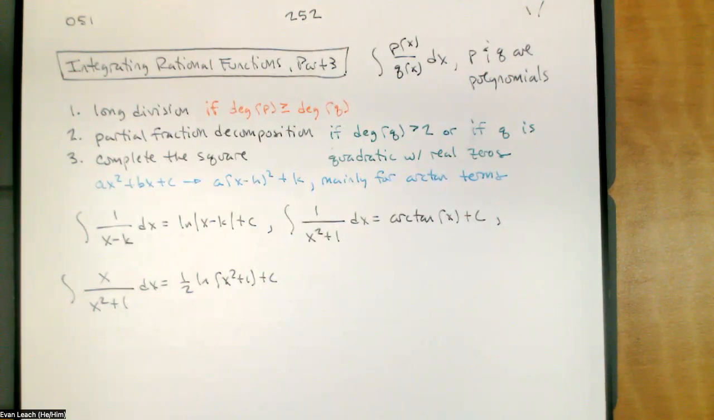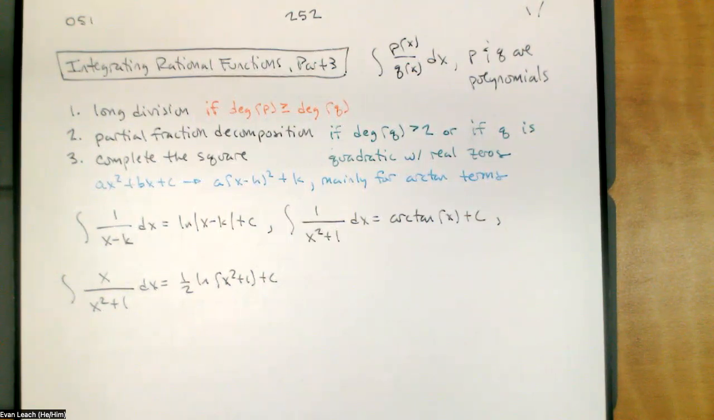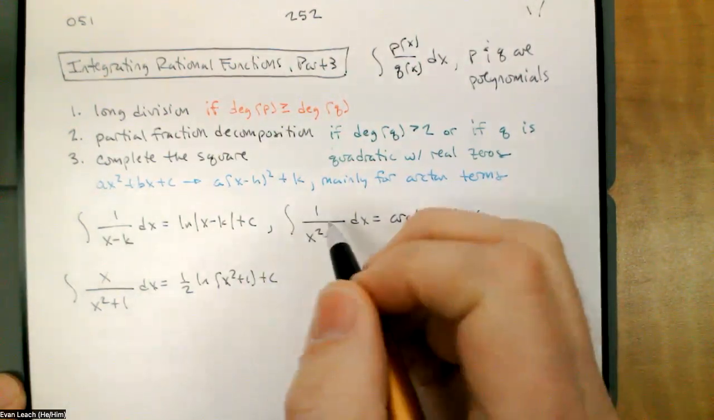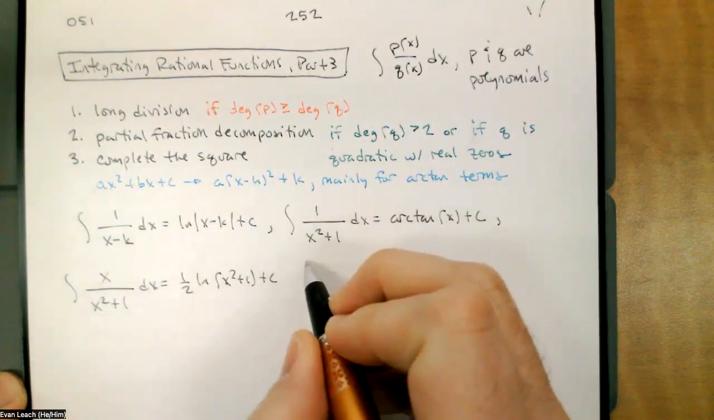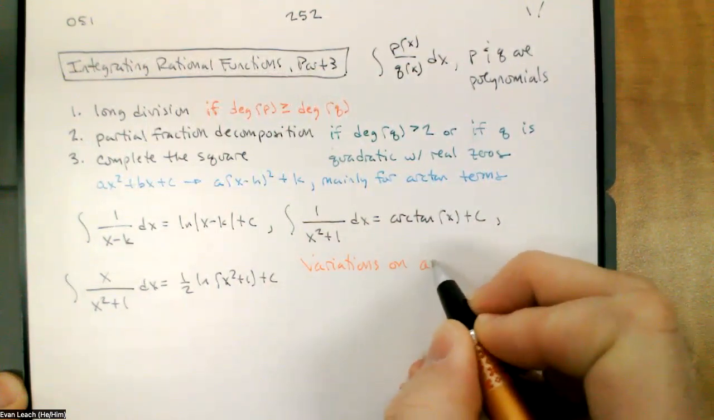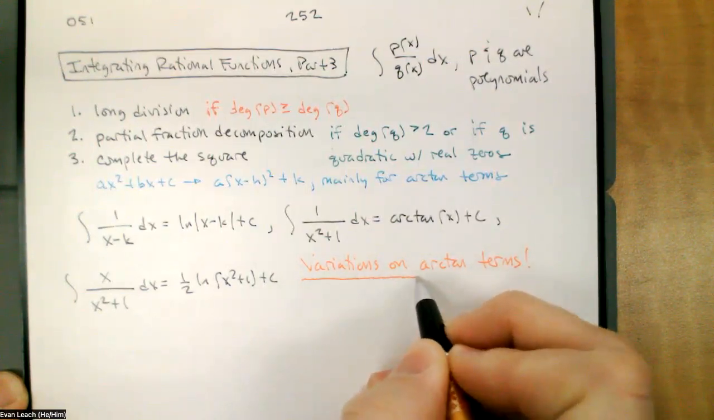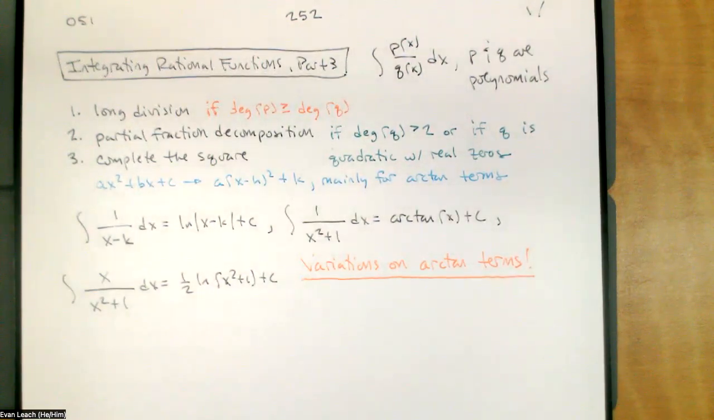The last piece that we need is completing the square. This is in particular going to be useful when we have these arctangent terms in our integration. We want to look at variations of 1 over x squared plus 1. That's what we want to look at today: variations on our arctangent terms. Then we'll have a nice complete picture in how to integrate rational functions and the algebra involved.